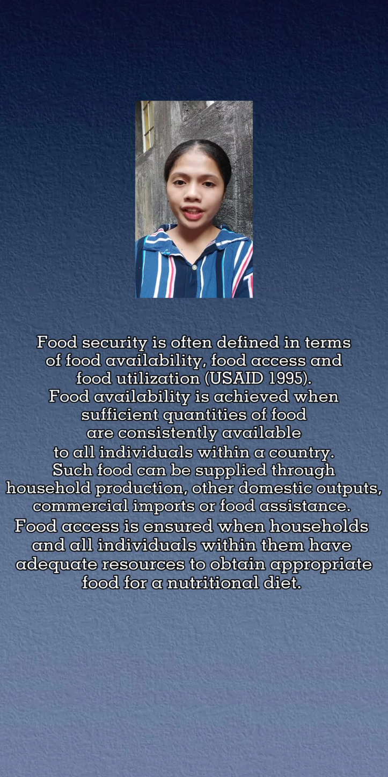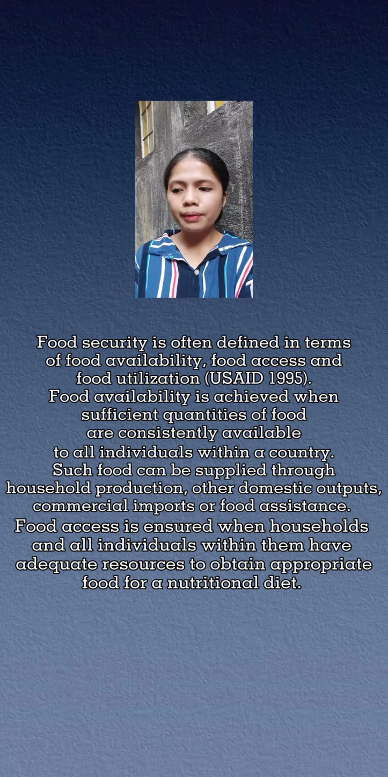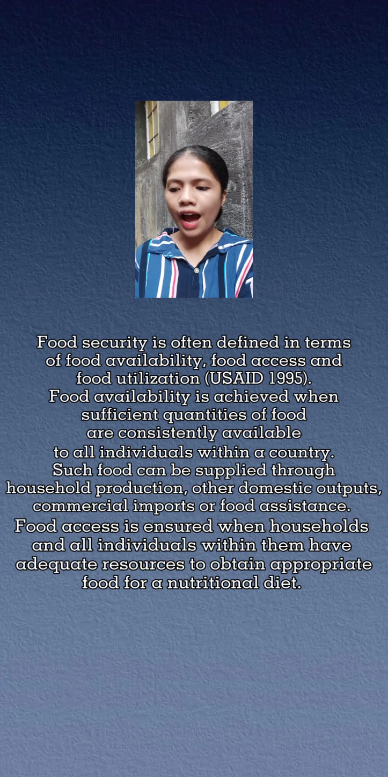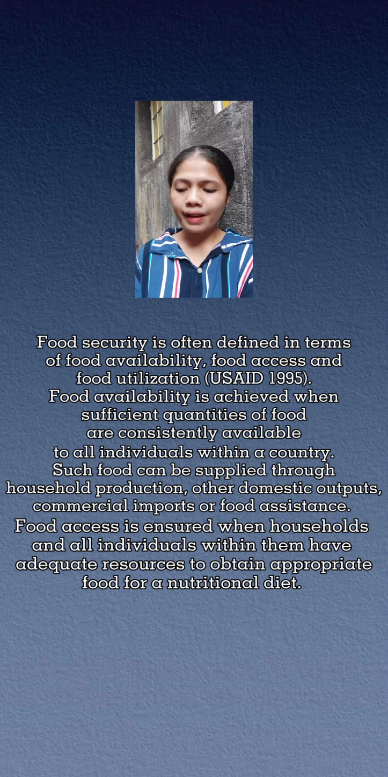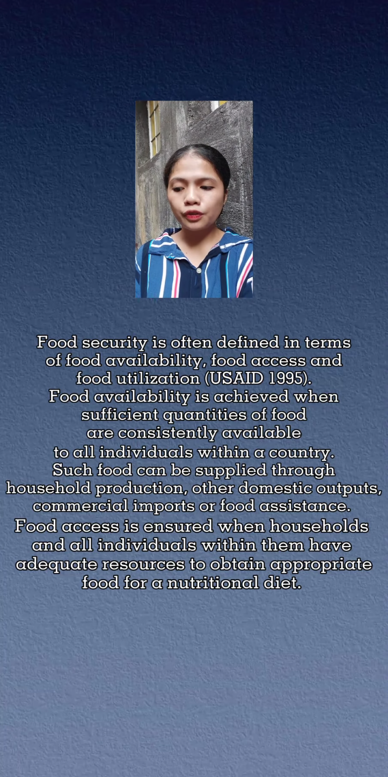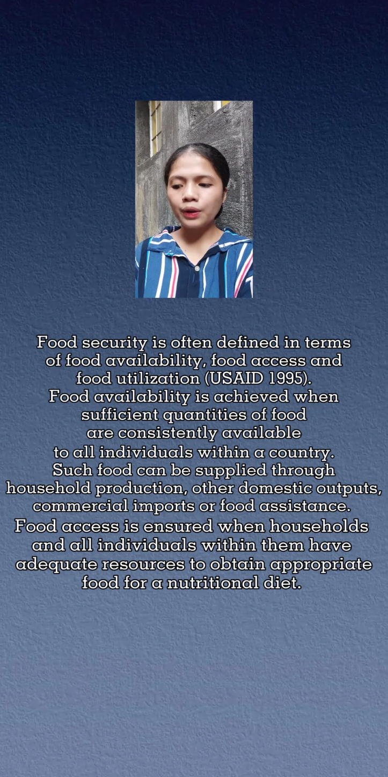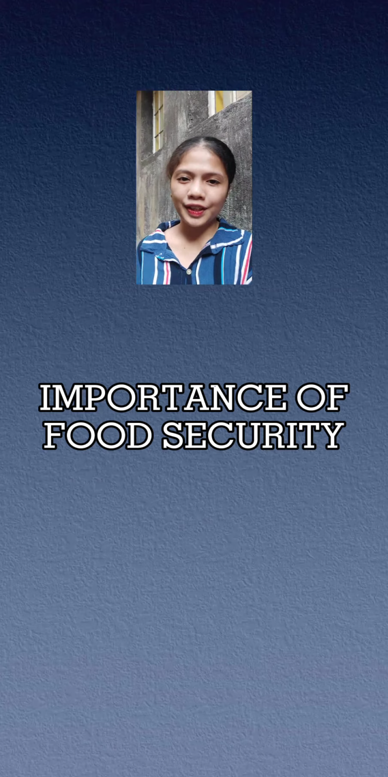Food security is defined in terms of food availability, food access, and food utilization. Food availability is achieved when sufficient quantities of food are consistently available to all individuals within a country. Such food can be supplied through household production, other domestic outputs, commercial imports, or food assistance. Food access is ensured when households and all individuals within them have adequate resources to obtain appropriate food for a nutritional diet.